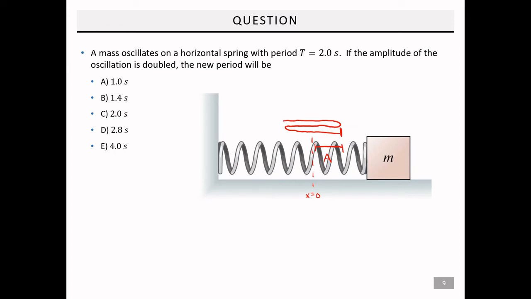Now if I double that amplitude and I pull the object back to here, when I release it, the spring will cause the object to oscillate like this. Okay, now the question is asking, how does the period for this larger oscillation compare to the period for the smaller oscillation? Go ahead and pause the video and think about it for a minute and unpause it when you are done.